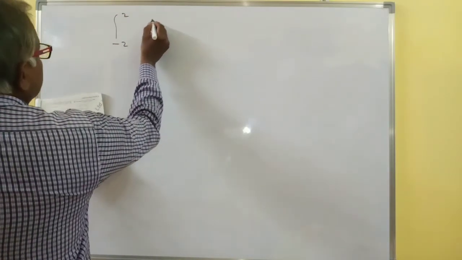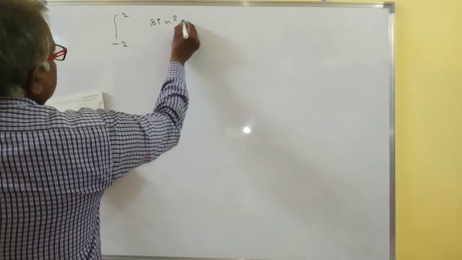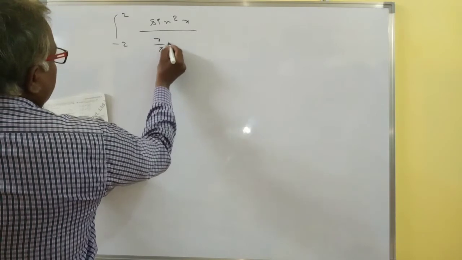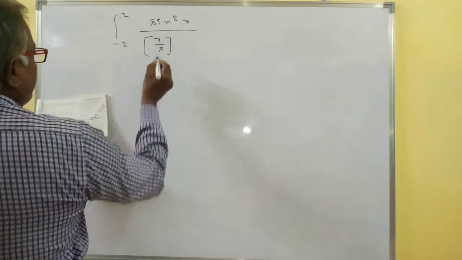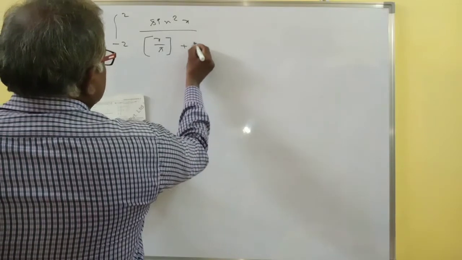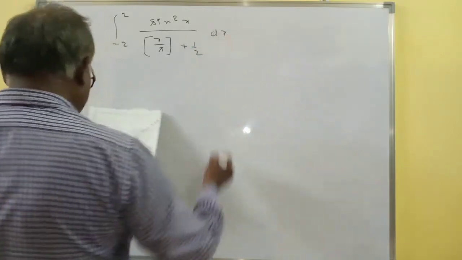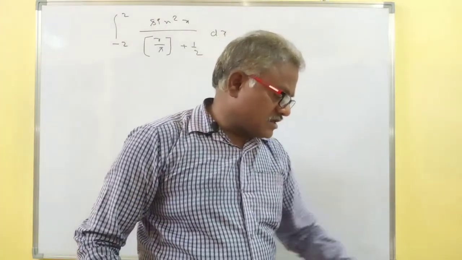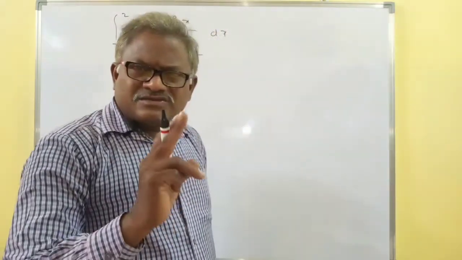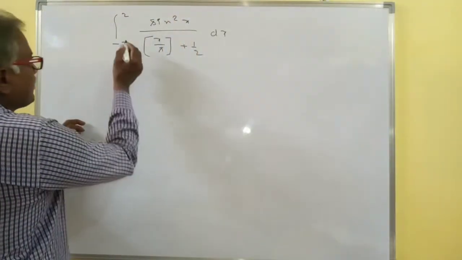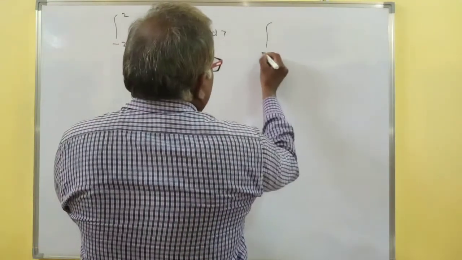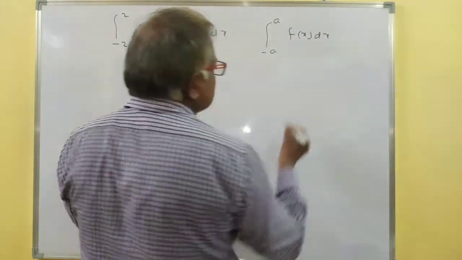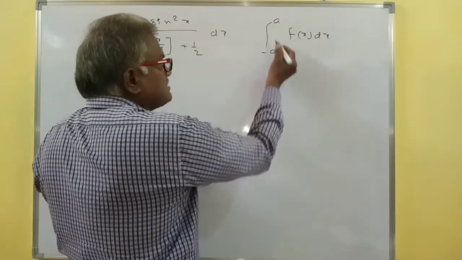Next one, the value of the integral from minus 2 to 2 of sin square x divided by the step of x by pi plus 1 by 2 dx, where step x denotes the greatest integer less than or equal to x. So remember one thing, whenever the integral is of the form minus a to a f of x dx, you just have to check whether it is even or odd.